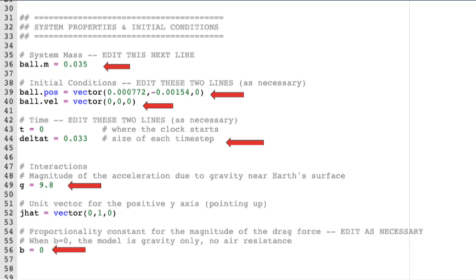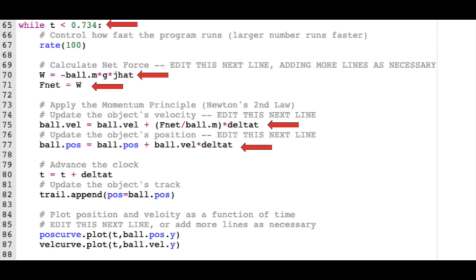I changed the initial velocity and position to the vectors I had found, made sure that the gravity was set to 9.8 meters per second squared, added in the mass of the ball, and changed delta t to match my frame rate. For this first program, I was only using gravity for the force, so b stayed at 0. I changed the while statement to go up to 0.734, the length of my experiment, and had to alter a few of the other equations to get proper results.